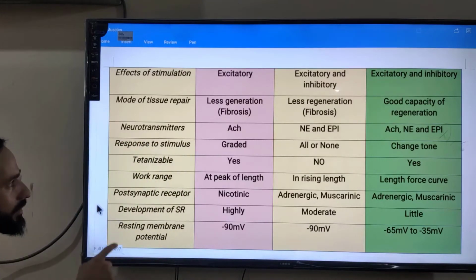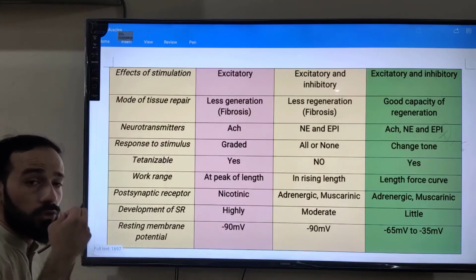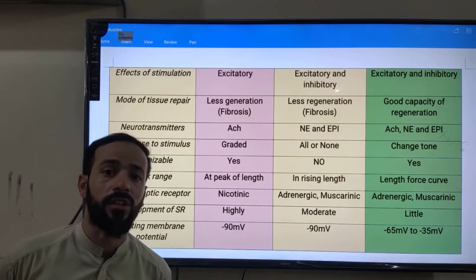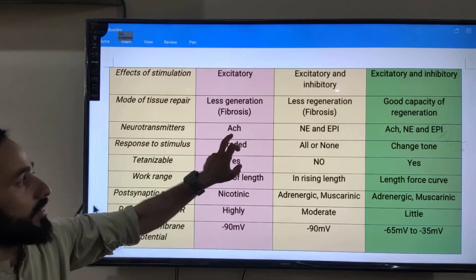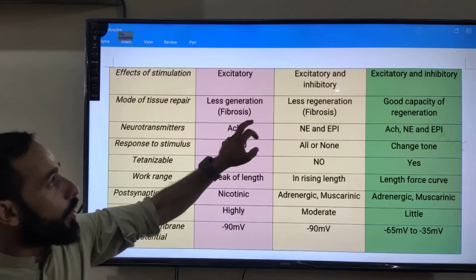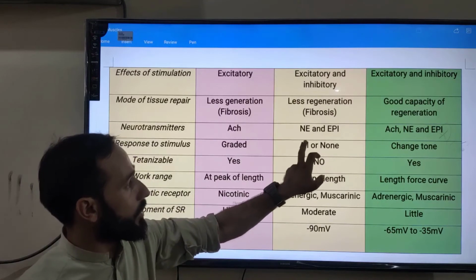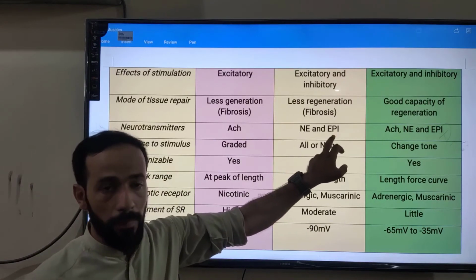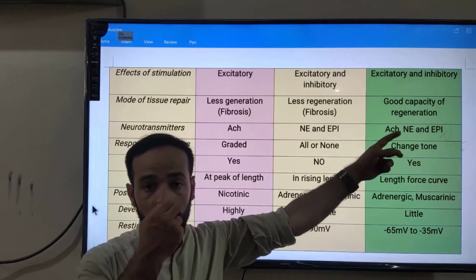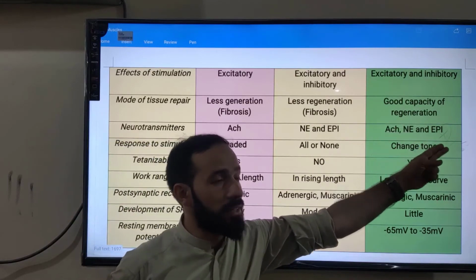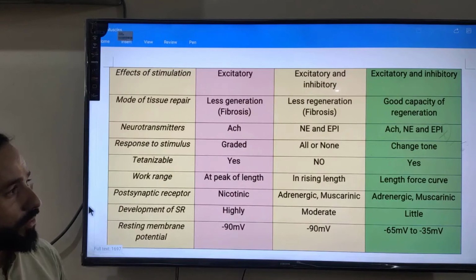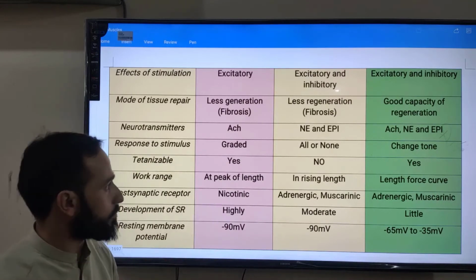Right. The next thing, what about the neurotransmitter used by the muscles for their stimulation or inhibition? All the skeletal muscles use acetylcholine. All the cardiac muscles use epinephrine and norepinephrine. All the smooth muscles will use all of them: acetylcholine, norepinephrine and epinephrine. So they use all of the three neurotransmitters.